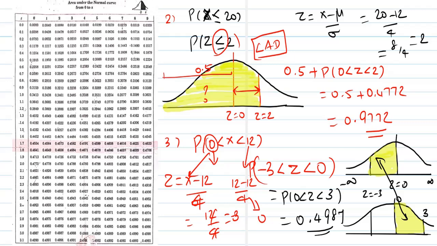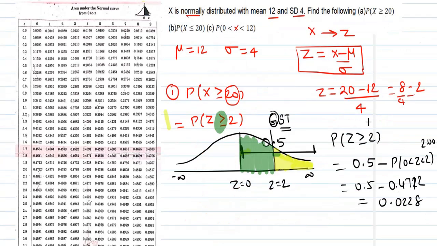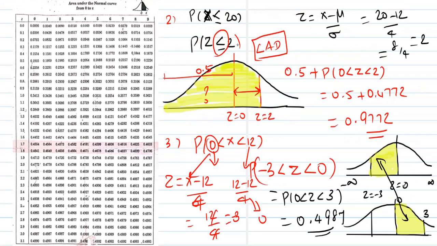Always keep in mind the table is evaluated only keeping z equal to 0, the center line, as the base. So when you want a greater region, then you go for subtraction. GST, greater means subtract it from 0.5. Whenever you want a lesser region, then LAD. LAD means less means add. So when you have a value for less than, then you add your 0.5 with it. So if you keep these two code words in mind, then your problems can be solved very easily.